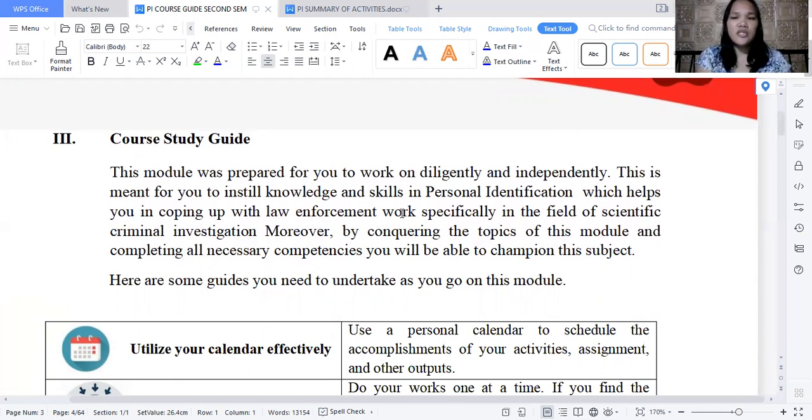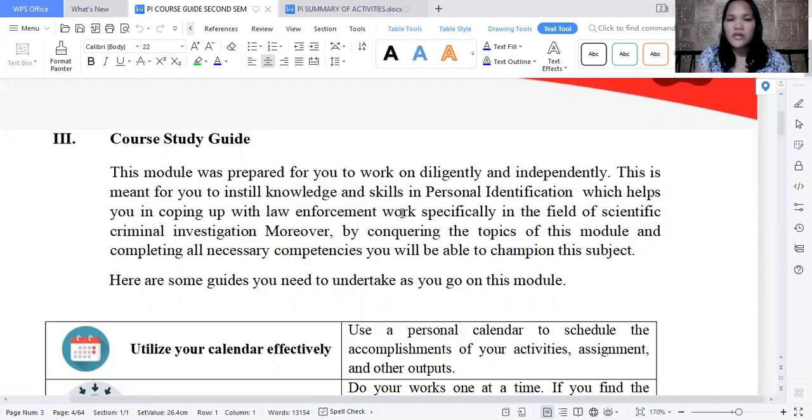This is the application of the different PI techniques that you will be learning, because it is essential that all investigations are based on a scientific manner or scientific aspect. And this is very relevant for the administration of justice.